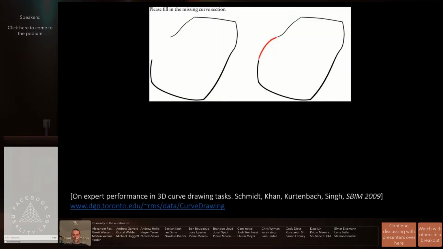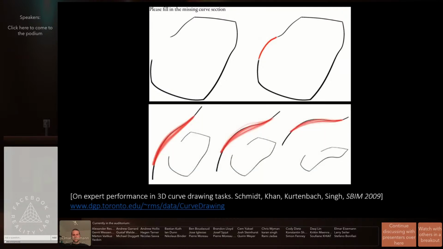We give a few simple curve drawing tasks to both lay users and professional artists. It turned out that all users showed inaccuracies, and interestingly, everybody made similar mistakes. So please read the paper if you are ever feeling bad about your artistic skills.